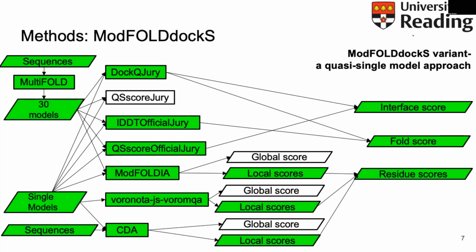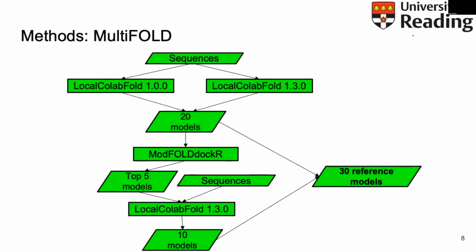So what is MultiFOLD? This is a flowchart showing the MultiFOLD method. There's three basic stages to this. The first stage is the generation of models using two different versions of local ColabFold. The next stage is to rank these models using ModFOLDdock, and then you select the top 5. And then you use those top 5 models as template input files to local ColabFold 1.3, and then you do a number of recycles.